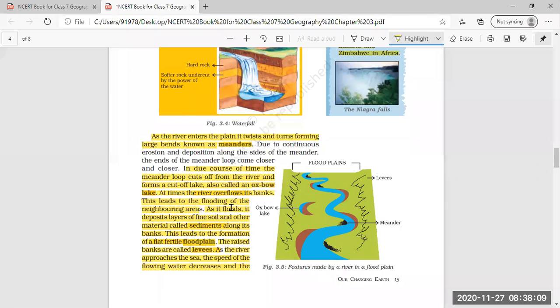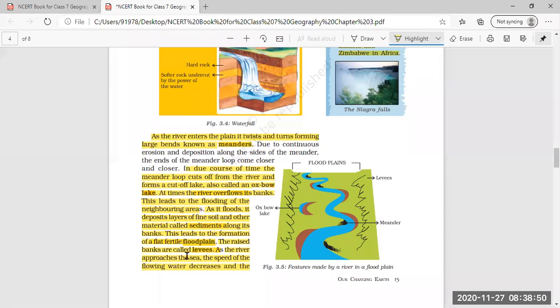Then at times the river overflows. Sometimes the river overflows its banks when the speed of the water is very fast, and this leads to flooding of the neighboring areas, whichever areas are nearby. There the natural calamity, floods, appears, and as it floods, it deposits layers of fine soil and other material called sediments along its banks. This leads to the formation of fertile, flat floodplains.